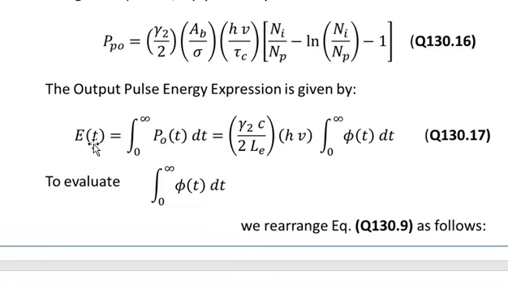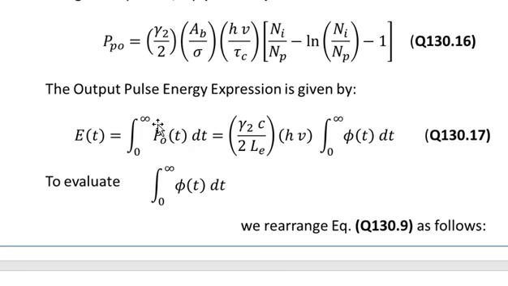So E of t, if you now calculate the energy, you see that whenever we are talking about the pulse energy, it is preferable to calculate the energy of the pulse. So the output pulse energy expression is given by E as a function of time is equal to the integral from 0 to infinity, where you are summing up the output power as a function of time. So P out, that is the power out as a function of time, integrated with respect to dt.